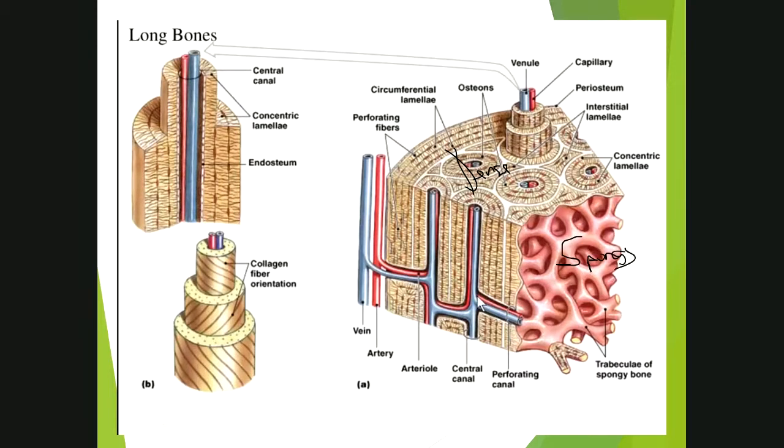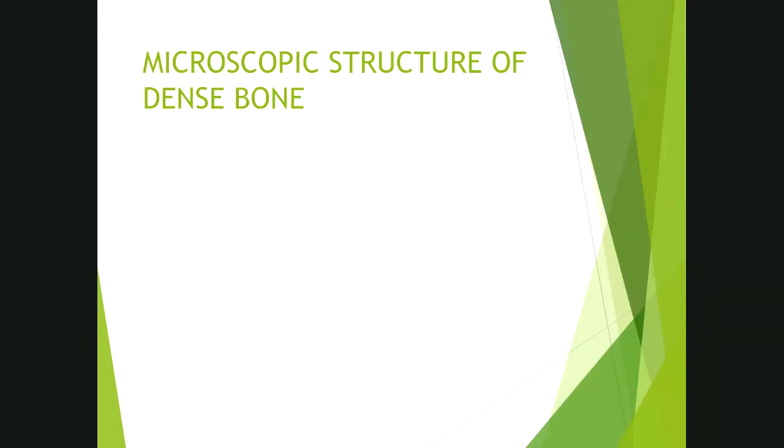Dense is very tightly packed. It's hard. It's dense. Spongy, though, look, has all these spaces in between it. And so it looks a lot like a sponge or maybe sort of a honeycomb. And what we see are these ridges, and these ridges are called trabeculae. So we're going to look at these two types of bone. So let's look at dense bone first.